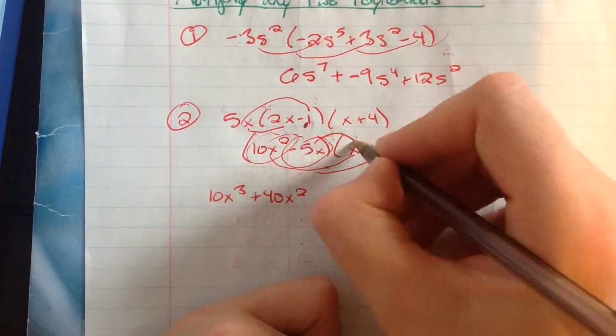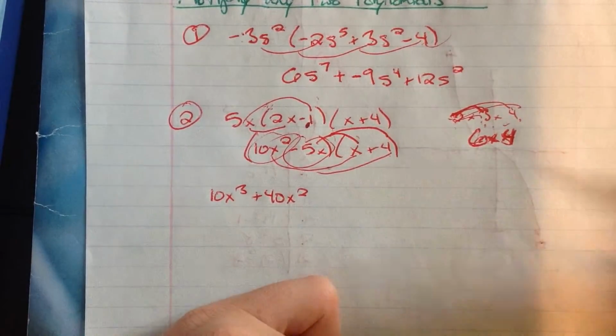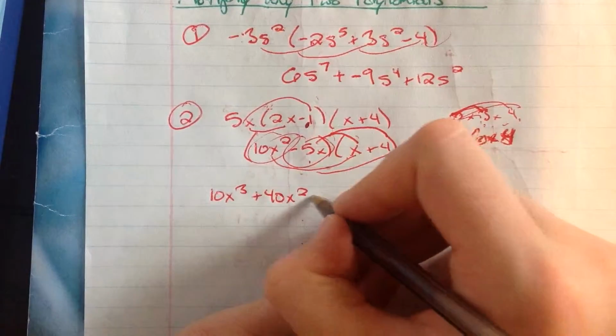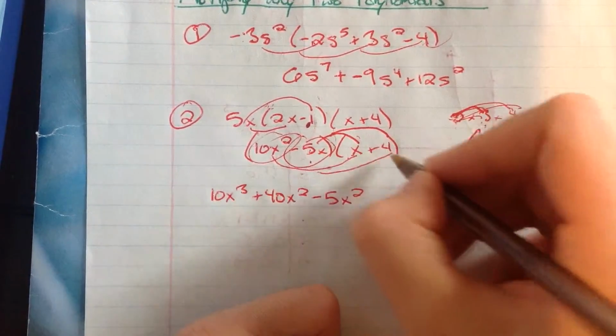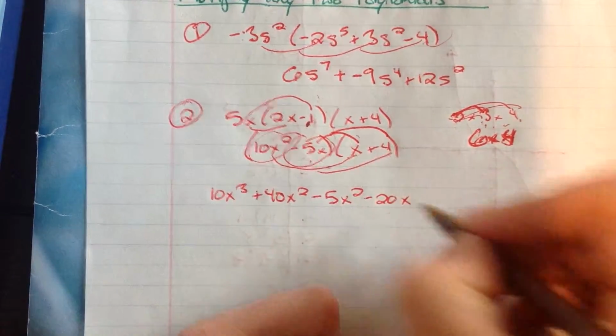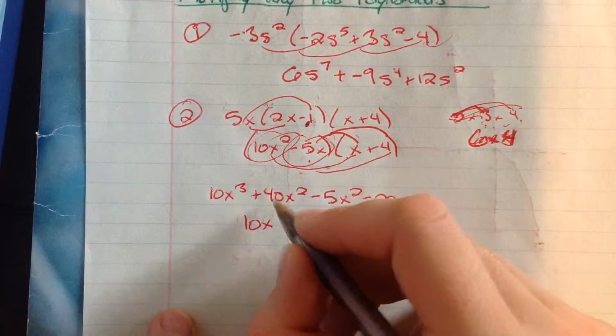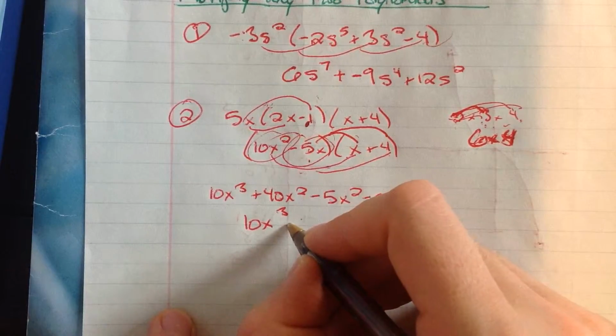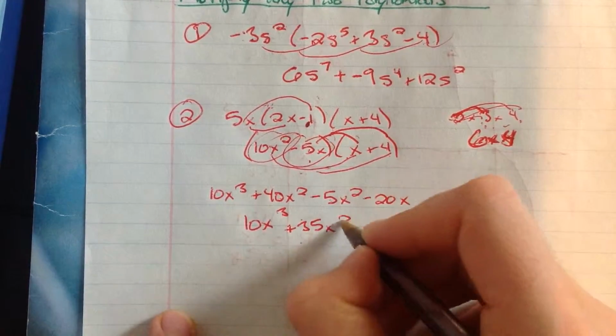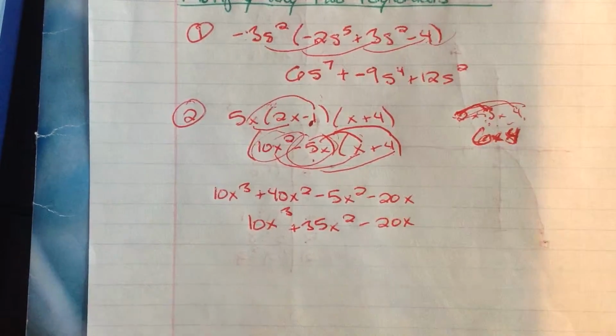Then you're going to take the second number and also distribute it to both pieces. So negative 5x times x is negative 5x squared. Negative 5x times 4 is minus 20x. Combining like terms to make it a nice common answer, we have 40 minus 5 is plus 35x squared minus 20x.